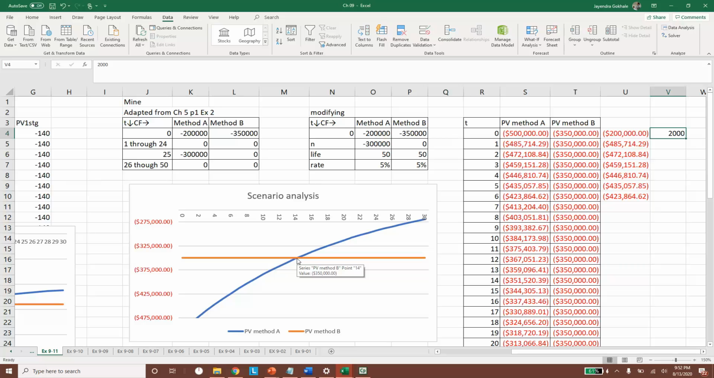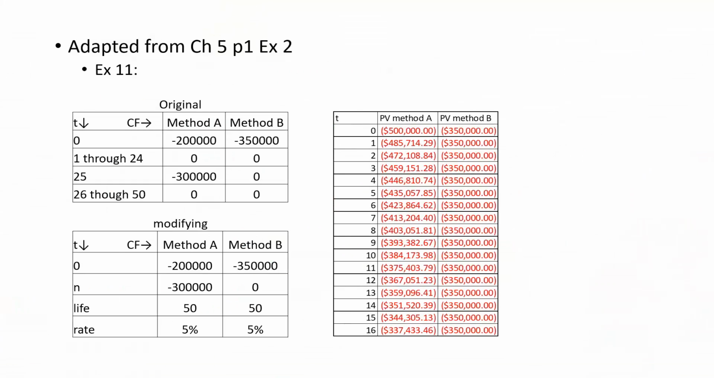200,000 negative. So 20 years, 300,000, 40 years, 240,000, 60 years, 216,000, 80 years, 206,000, 100 years, 202,000. So it's asymptotically tapering off to 200,000. That's what we learn from here. So it'll never become 0. All right. So that is this example.